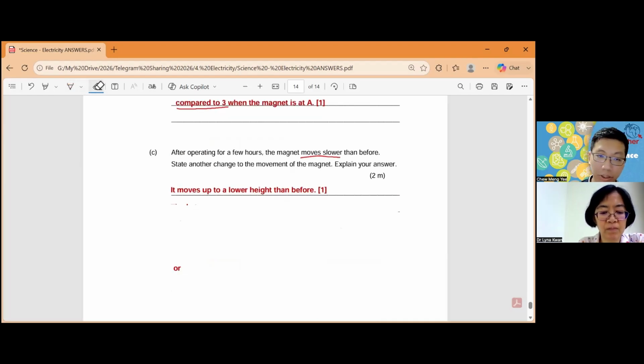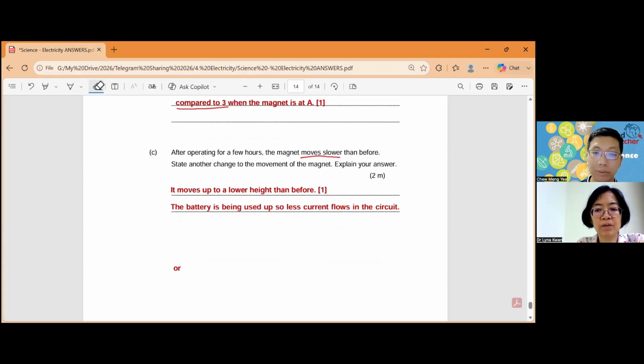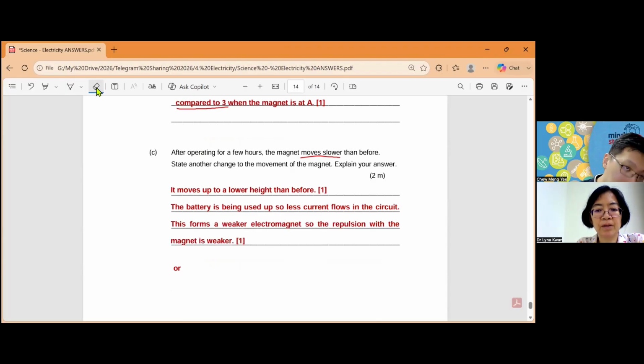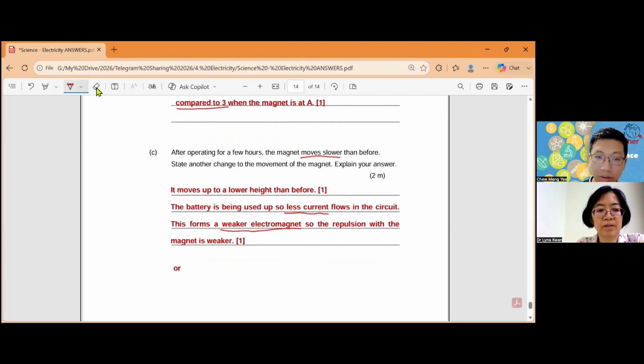Then you can explain in terms of the current. Battery being used up, less current flows through. The simple one, based on electricity. So less current flows through, but you don't stop there. Less current, weaker electromagnet, repulsion weaker. All these are comparative terms.